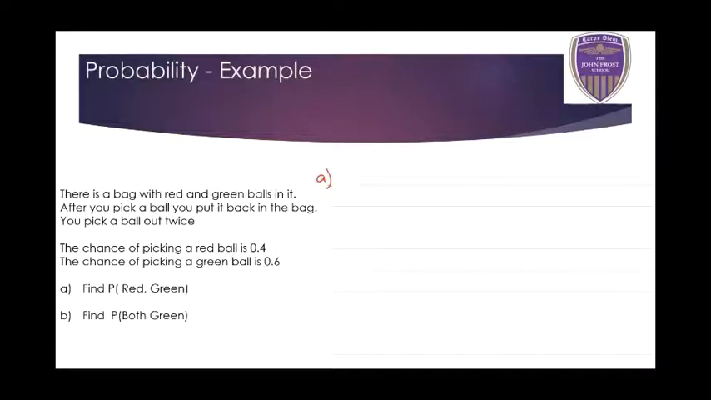So for question A, we're trying to find P of a red ball then a green ball. What that means is we're trying to see what are the odds of picking up a red ball, and then after we put it back, we're going to pick out a green ball. Well, we know the chance of picking out a red ball is 0.4. And remember, if you can imagine, we're going along the branches of a probability tree. So first a red and then a green ball.